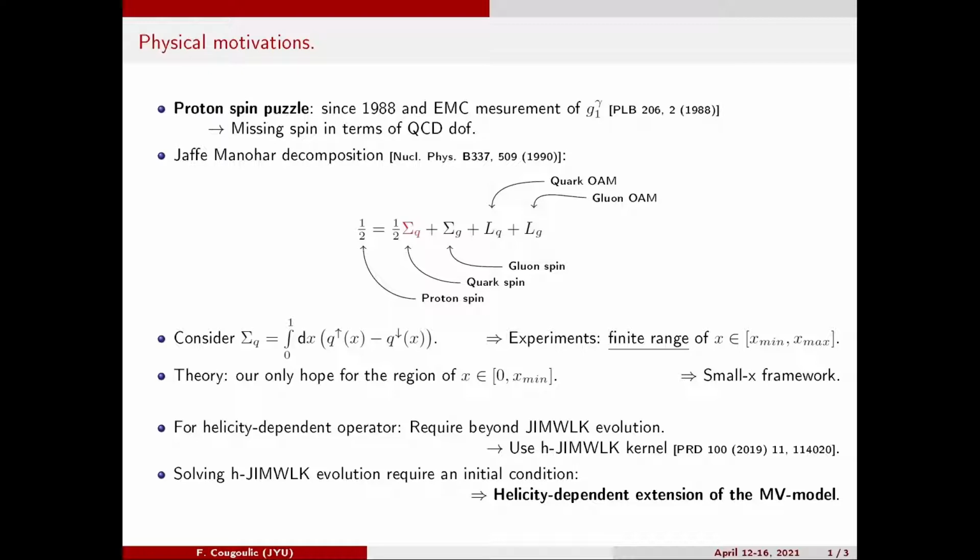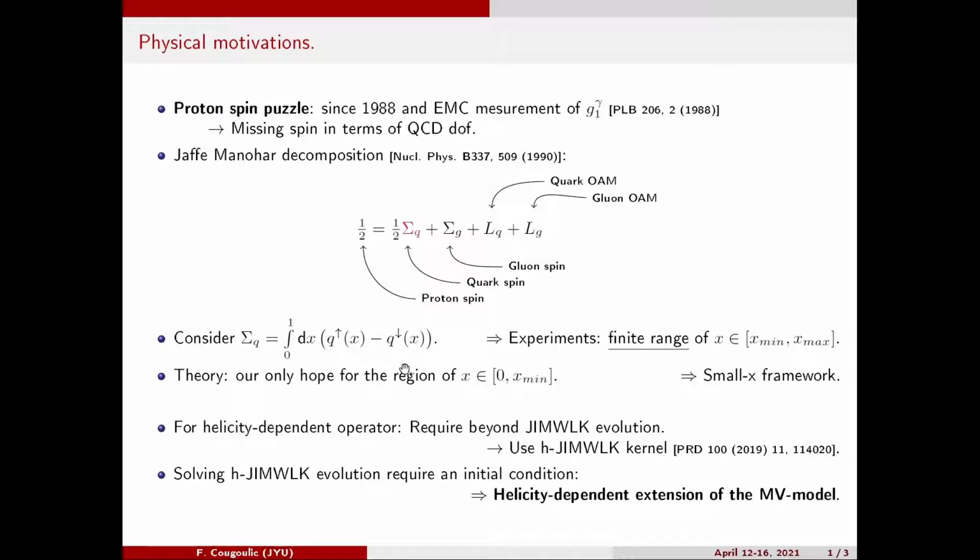Consider the Jaffe-Manohar decomposition of this proton spin. I will focus on the quark spin contribution Sigma q. This contribution is given as an integral of a difference of the helicity PDF, where the helicity is either aligned or anti-aligned with the proton spin. This integral runs from 0 to 1. However, experiment can only access a finite range in x. In the region of small x, there is an opportunity for some unaccounted spin.